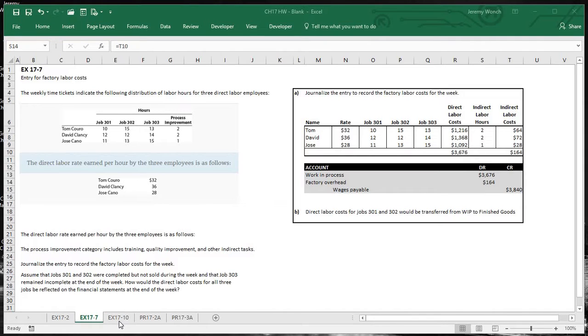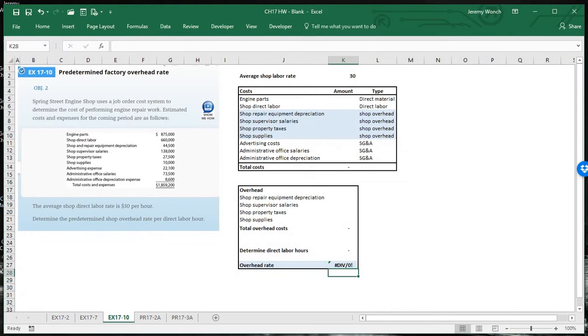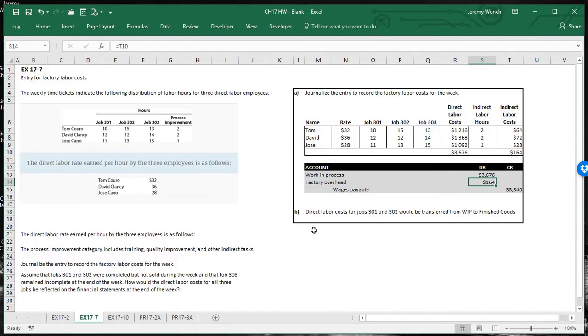All right, so next problem is example 17-10. Actually, before we move on, I did want to touch on one thing that tends to get a little bit confusing, and that's factory overhead. One of the mistakes that's really easy to make is, we have this information over here where these guys are putting in hours for process improvement, which goes to factory overhead. And sometimes it's really easy to take those hours and put them into work in process.